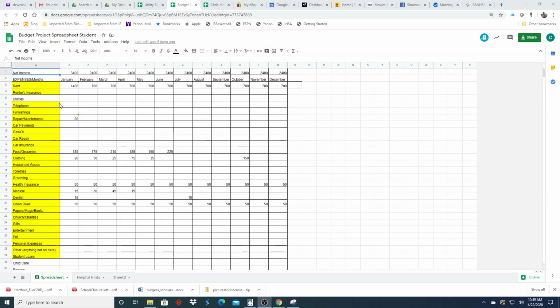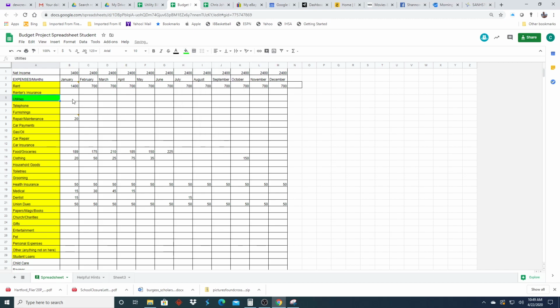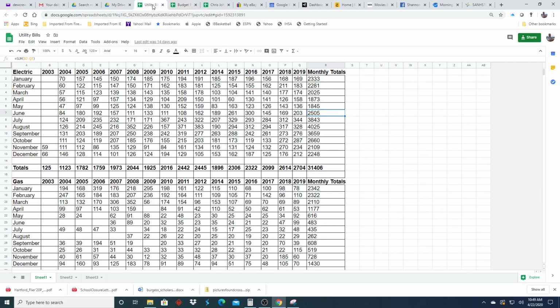Okay, I told you we would do a video on how to do your utilities. This one's a bit tougher, so I am going to put this video on Edmodo and you'll see a chart. The chart you're going to see is this one. You can see this has electric and gas, and these are the numbers from my house.